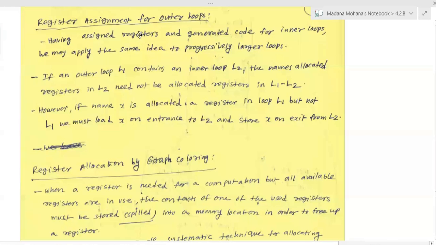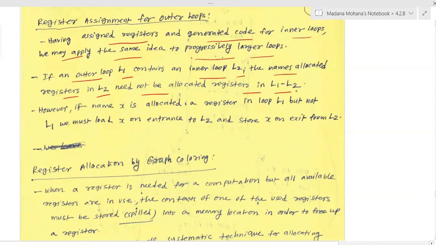For outer loops, we have a similar concept, having assigned registers and generated code for inner loops. We may apply the same idea progressively to larger loops. If an outer loop L1 contains an inner loop L2, the names allocated registers in L2 need not be allocated registers in L1 minus L2. However, if name X is allocated to a register in loop L1, but not L2, we must load X on entrance to L2 and store X on exit from L2, with a combination of inner and outer loop.